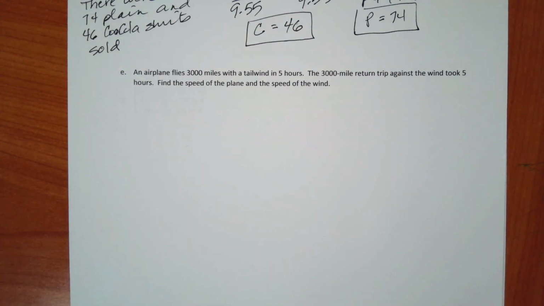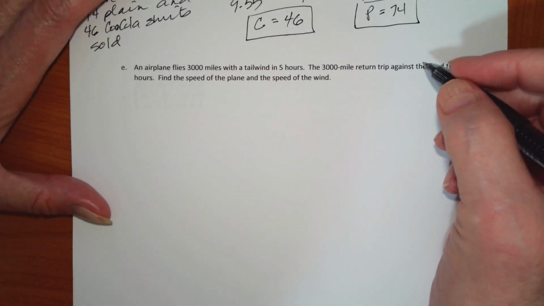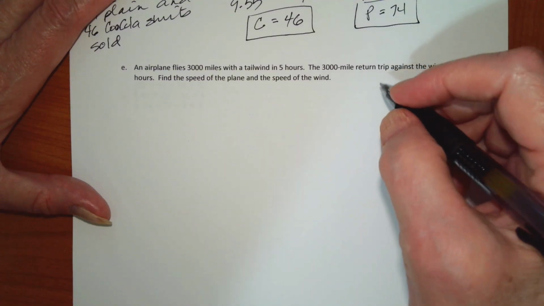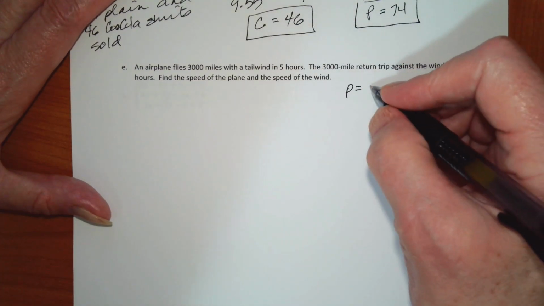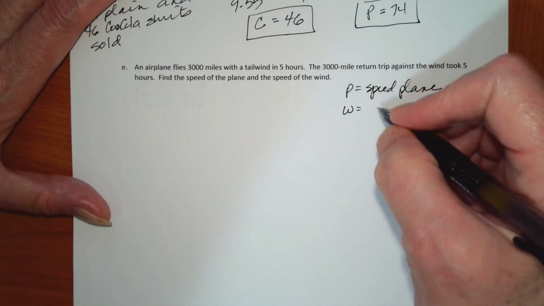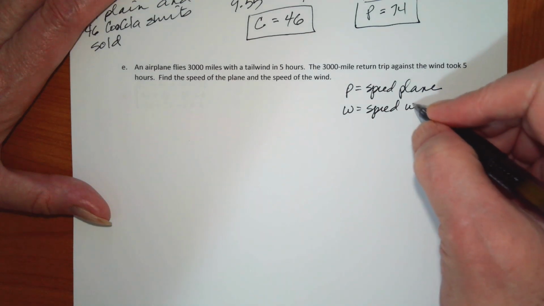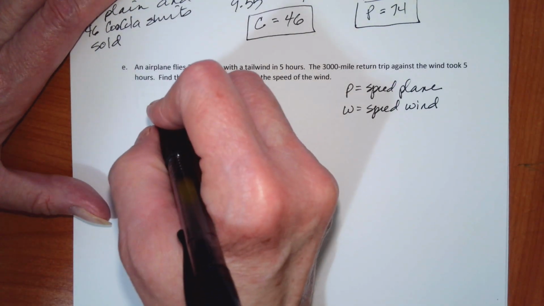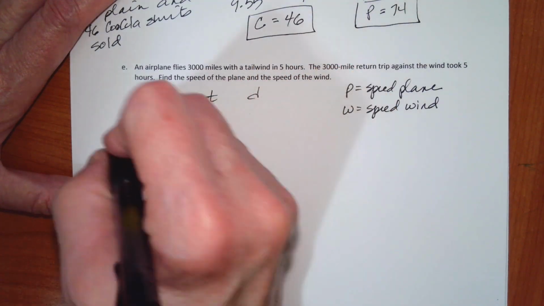Okay, an airplane flies 3,000 miles with a tailwind in 5 hours. The 3,000-mile return trip against the wind took 5 hours. Find the speed of the plane and the speed of the wind. Okay, so let P equal the speed of the plane and W be the speed of the wind. So now I've just got your basic rate, time, distance problem.